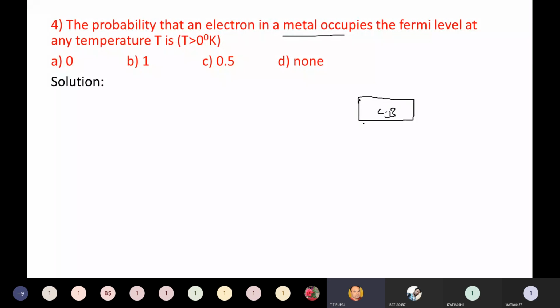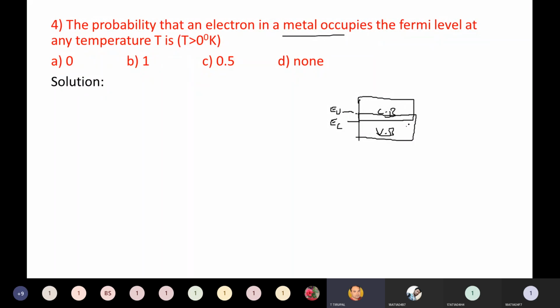What is this band? Both are overlapped, isn't it? This is the valence band. What is this one? This is called EC. What is this one? This is called EV. Both are overlapped. So if both are overlapped, the probability that an electron in a metal occupies the Fermi level at any temperature, where is that electron present? At what point?